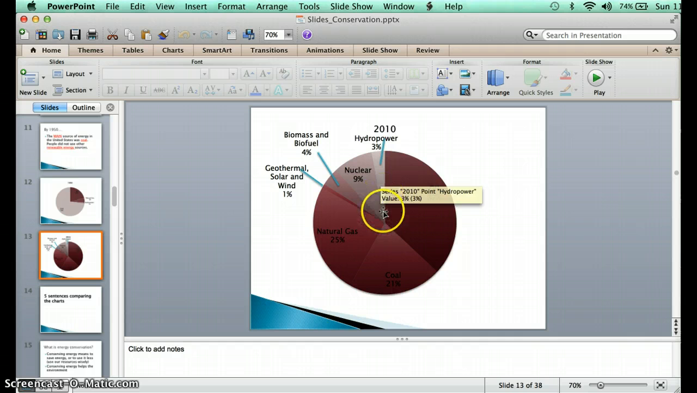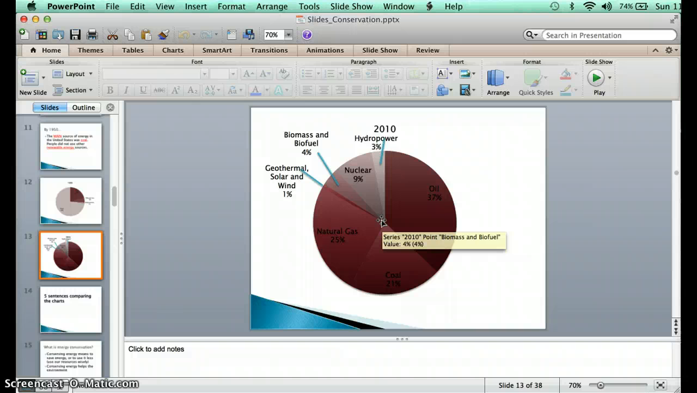So 3% of our energy comes from hydropower. 9% comes from nuclear power plants and nuclear energy. 4% comes from biomass and biofuel. And then only 1%, which is a little surprising still, comes from the use of geothermal, solar, and wind energy.